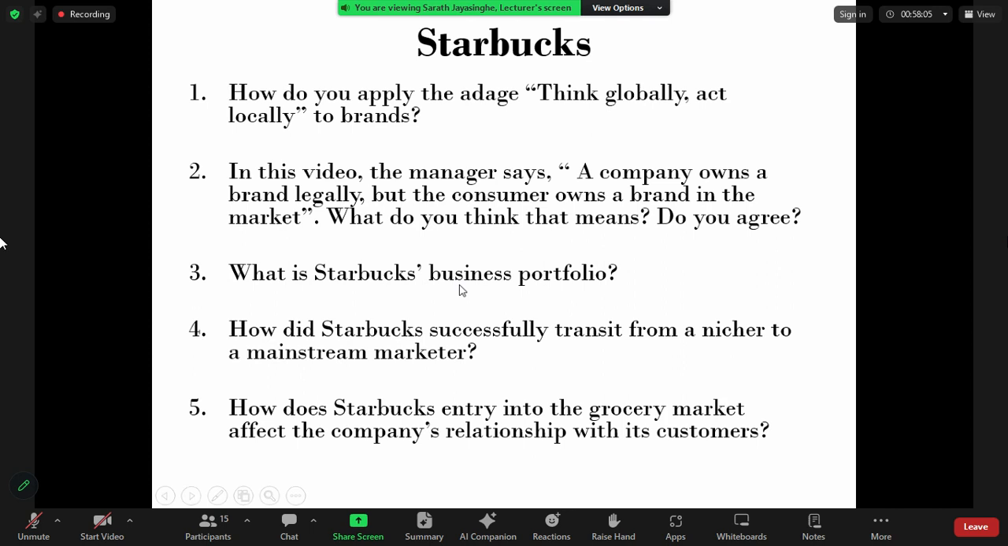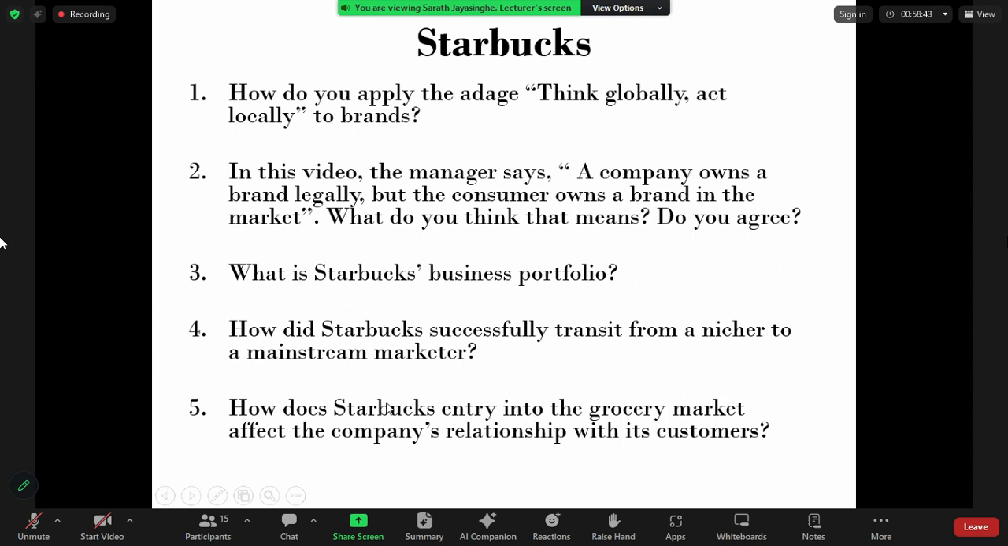This one is about Starbucks' business portfolio. This is not necessary, don't worry about that. There are many products coming under Starbucks, so forget it at the moment. Number four: how did Starbucks successfully transition from a niche to a mainstream market? They started as a niche and then they went to the mainstream market. How did that happen? Then how does Starbucks' entry into the grocery market affect the company's relationship with its customers? So Starbucks is some kind of coffee shop.